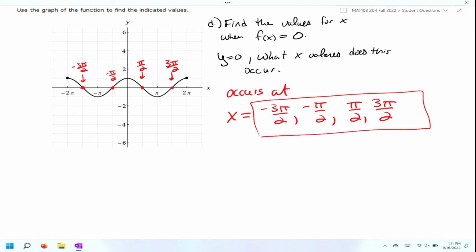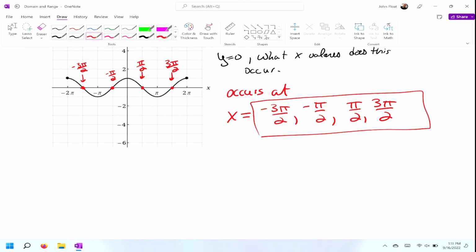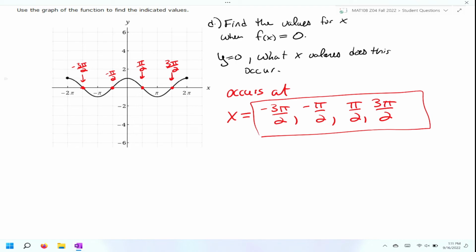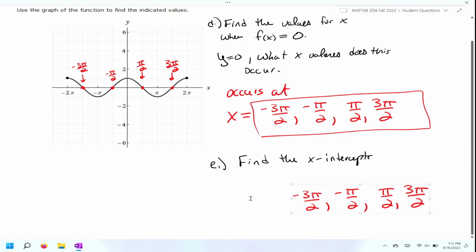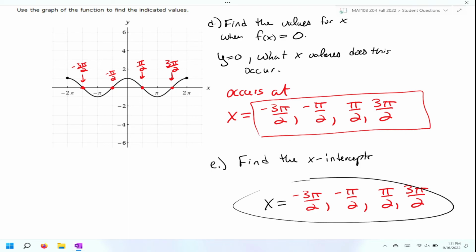Now, what's excellent about this is if you understand part D and what it's asking, and remember, I said earlier, what it's really saying is find the x-intercepts. Part E literally says find the x-intercepts. And that answer is literally right here, directly above us. So I'm just going to copy and paste, and write in black x equals, and that's the answer for part E. That's simple enough. It's literally just the same thing as part D.